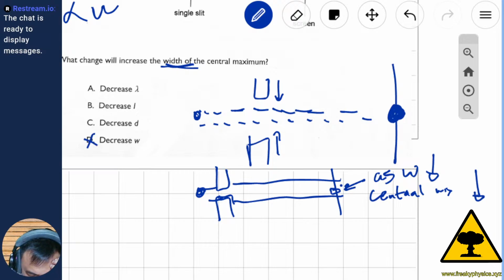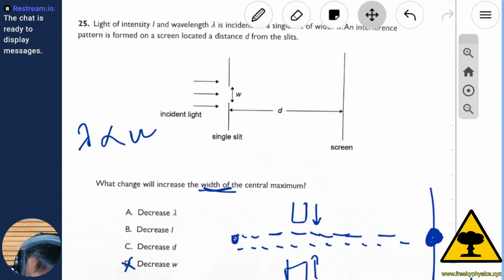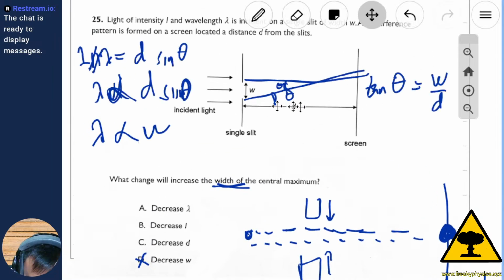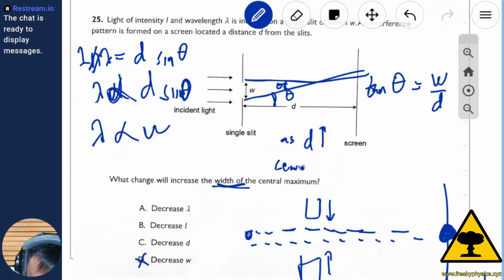Now, what do we know about D? Okay, so let's go to this. Where is D? D in our problem here is here, right? So what happens here when you increase that? Again, intuitively, as D increases, our central max increases.